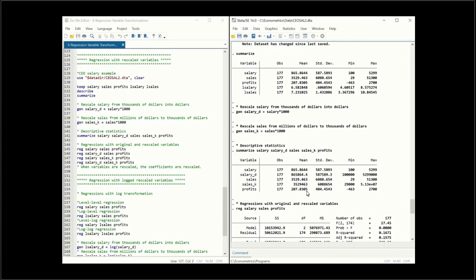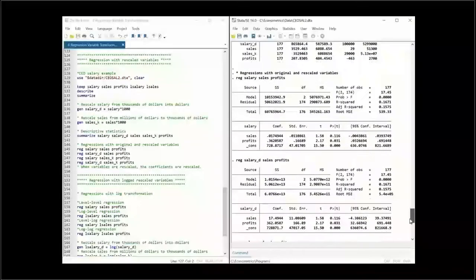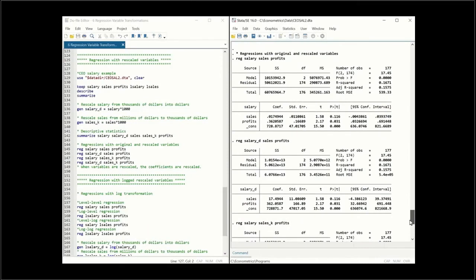So now let's go ahead and estimate different regressions. Here we would have regressions with the original and then rescaled variables. So here we have the regression of salary on sales and profits. These are the coefficients that we obtain. Now if we rescale the dependent variable, notice that this one was in thousands of dollars, now it's in dollars. So basically we multiply this one by 1,000 to get to this one. So here are the coefficients.